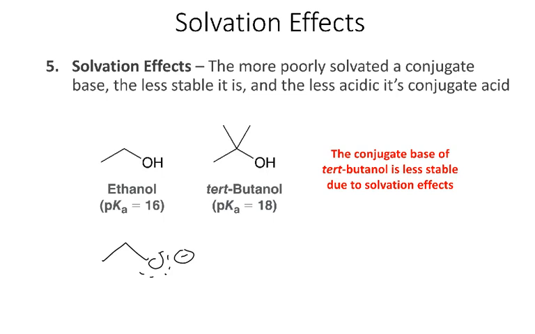In the case of the butoxide ion that I would form, it does have significant steric hindrance, so I can't fit as many water molecules around it, and so it's going to be less stabilized. The conjugate base is going to be less stabilized. So that means that the alcohol itself is going to be less acidic than ethanol, which is less sterically hindered.